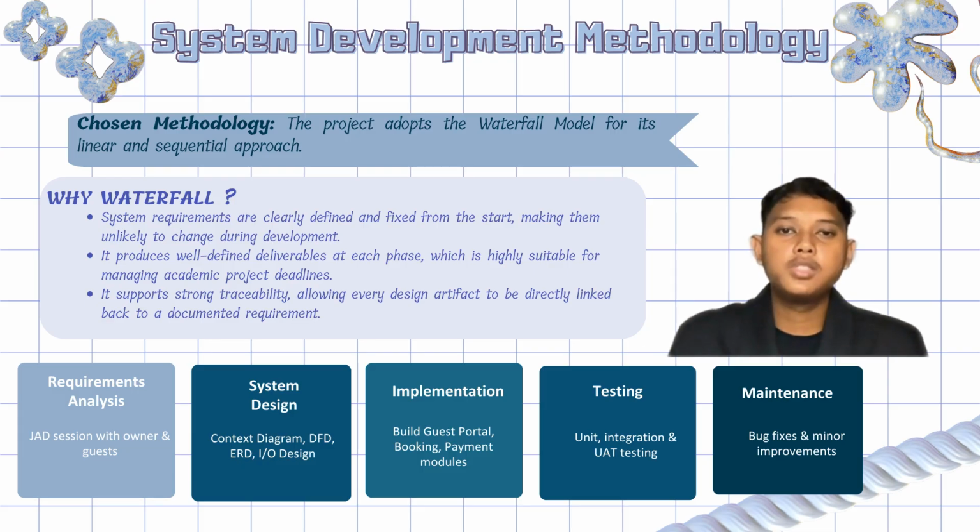For this project, we chose the waterfall model as our system development methodology. We selected this sequential approach because our project requirements were clearly defined during our JAD session and are unlikely to change. So the waterfall model produces well-defined deliverables at each phase: first requirement analysis, then system design, implementation, testing, and maintenance. This is perfect for managing our academic deadlines and provides strong traceability for our system diagrams.